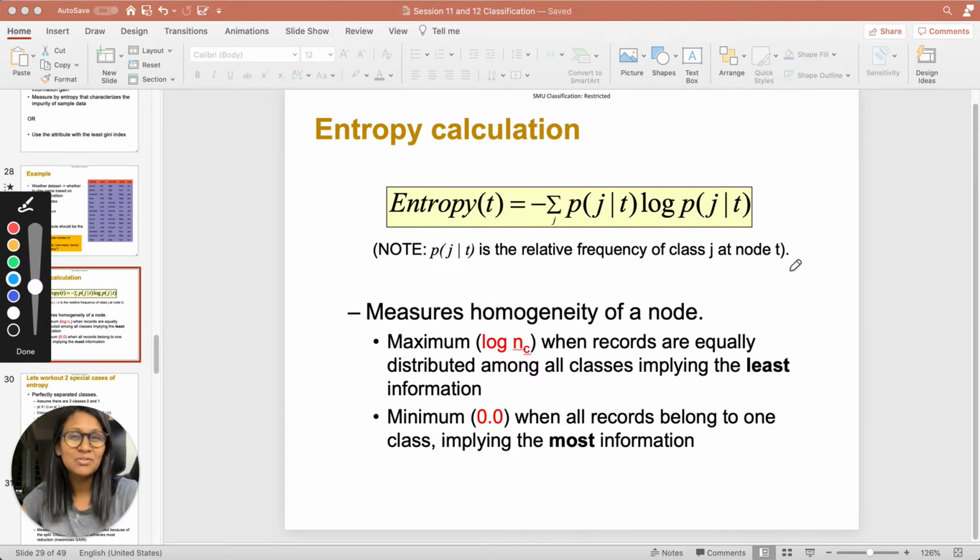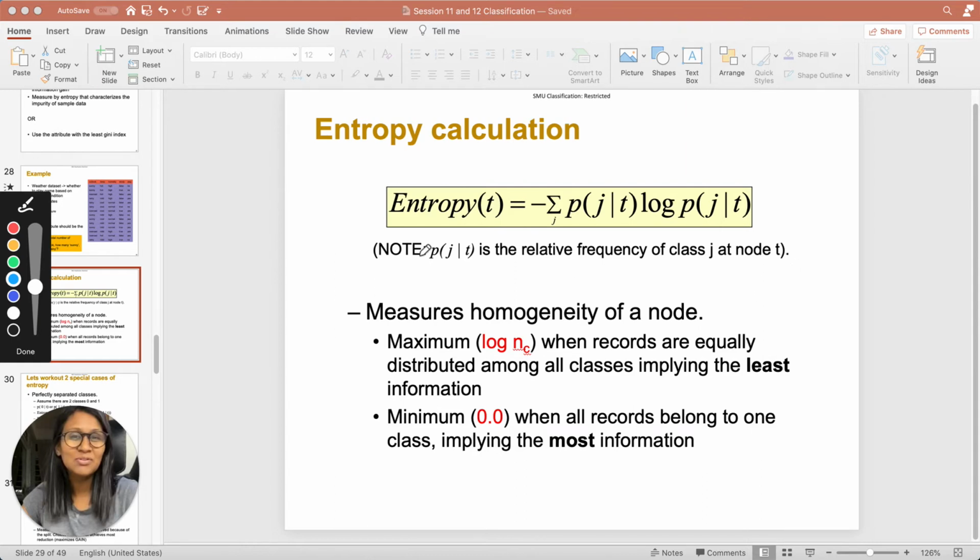So when you want to calculate entropy, you look at a given node and see which observations belong to the different classes, depending on the number of classes in the outcome attribute. You calculate the Pjt ratio and then you calculate the log of Pjt. Then all you have to do is sum Pjt into log of Pjt over all the values of J and put a minus sign in front of it. We will see some examples, and that's when it's going to be much clearer.